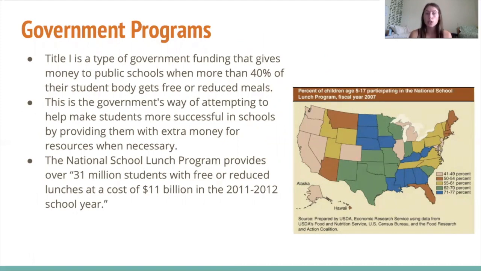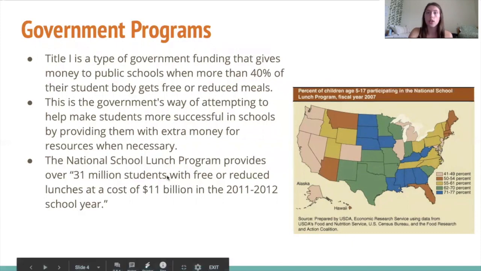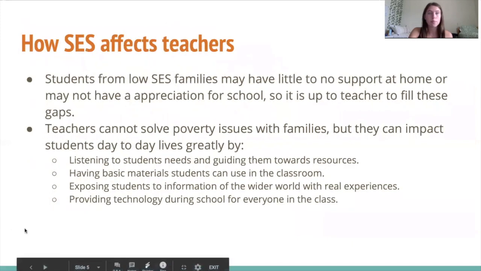The National School Lunch Program provides over 31 million students with free or reduced lunch at a cost of $11 billion in the 2011-2012 school year. A student is entitled to free or reduced lunch if their family's income is below 130% of the annual income poverty level. As you can see here, we have a diagram showing the states and the amount of students in those states that qualify for the National School Lunch Program.